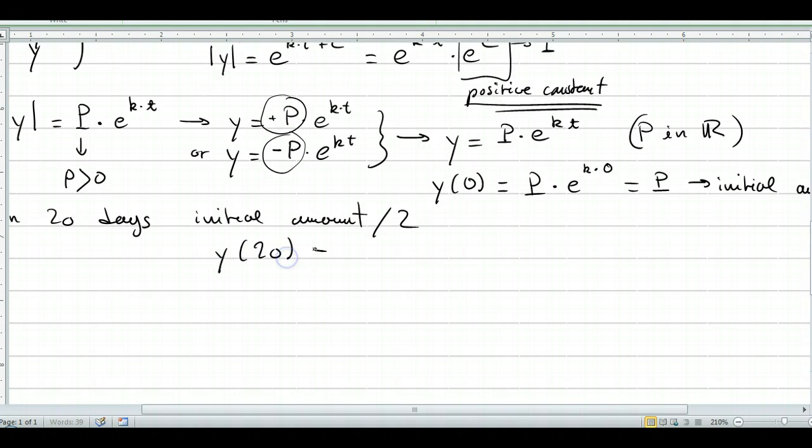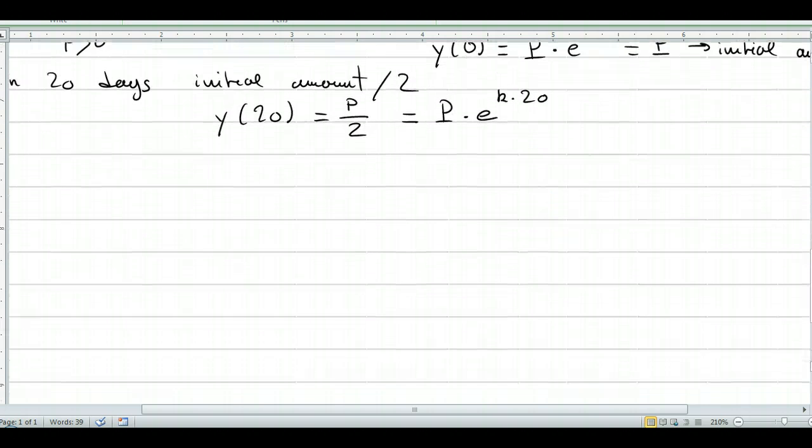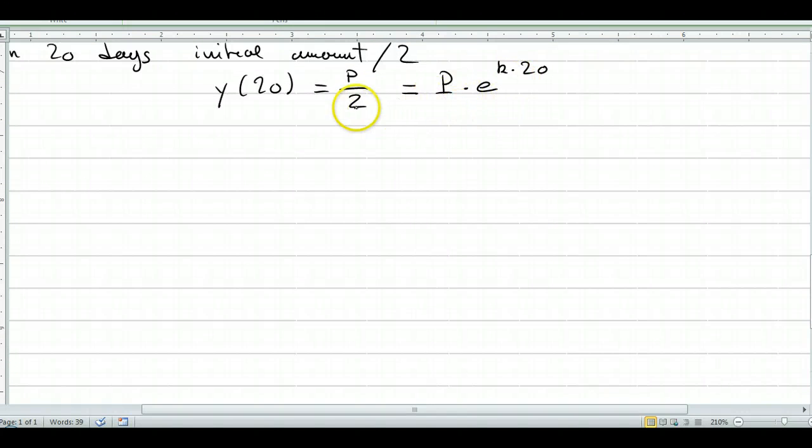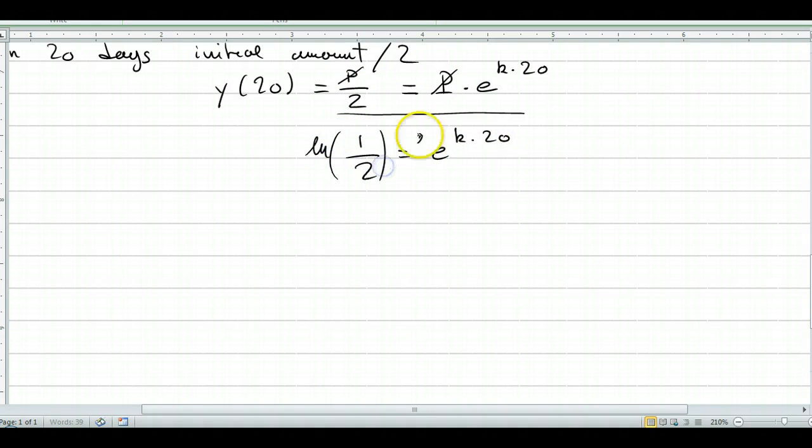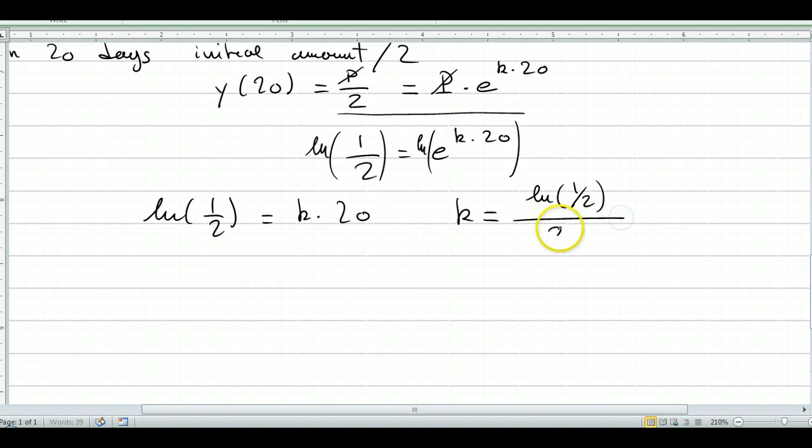That means that y of 20 is equal to p over 2, right? But what is y of 20? y of 20 is p times e to the power of k times 20, right? Now we're back to an algebra problem, solving this for k. Let's divide by p on both sides, and you get 1/2 equals e^(20k). Let's take ln on both sides, so you get ln of 1/2 equals k times 20, and finally, k is ln of 1/2 divided by 20, the formula I had right at first.